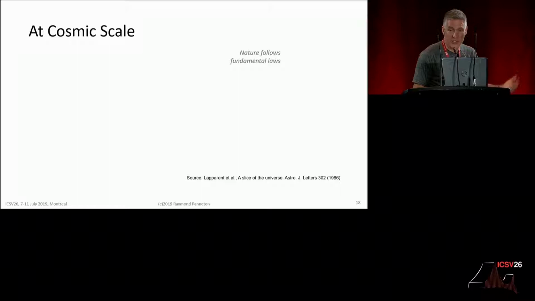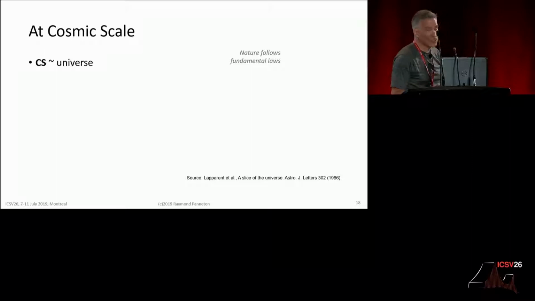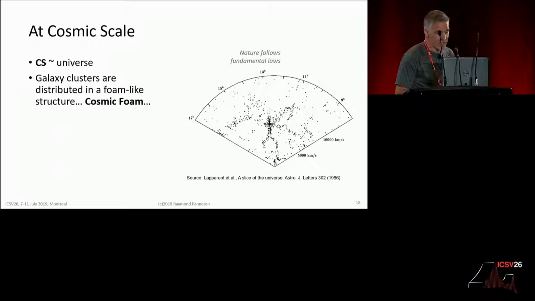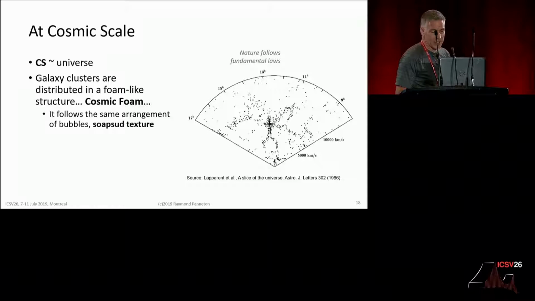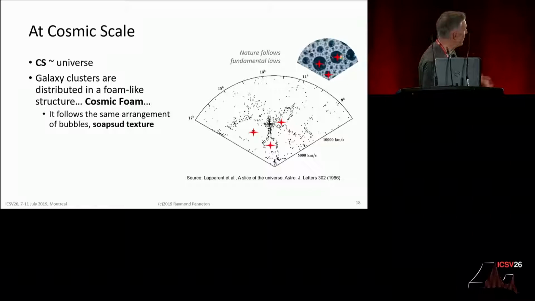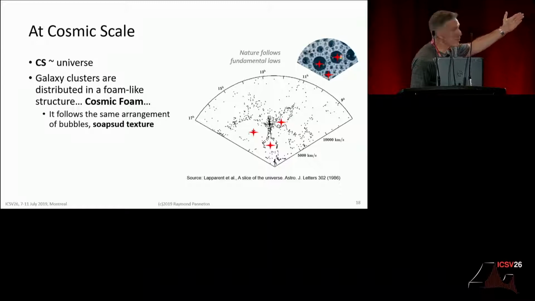At cosmic scale, on the other side, okay, it means at the size of the universe, nature follows, again, fundamental laws, okay, and galaxy clusters are distributed in foam-like structures, okay. You see again that this is the cluster of galaxies in the universe, in a certain quadrant of the universe. And if you compare that to foam again, okay, here it's a texture. So you see that you find the same type of structures. So foam is everywhere, okay?